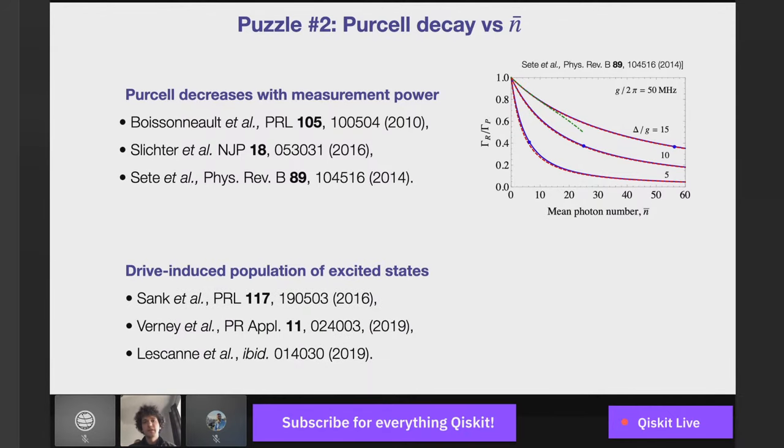Another piece of the puzzle, which is not directly related to Purcell decay, but it's part of the picture, is that when you're driving, and if the drive is strong with respect to what the qubit sees, then you can induce population of the excited states while you're driving. And there have been a number of experiments which show this, that you can populate the excited states, and this heating up of the qubit may basically entrain additional relaxation. And these might look like T1 events, but in fact, you're seeing excitations into the excited states of the qubits, and then those excited states leak out of the system, which might look effectively like a depletion of the first excited state population.